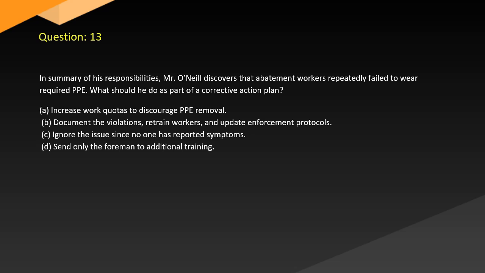Question 13. In the course of his responsibilities, Mr. O'Neill discovers that abatement workers repeatedly failed to wear required PPE. What should he do as part of a corrective action plan? A. Increase work quotas to discourage PPE removal. B. Document the violations, retrain workers, and update enforcement protocols. C. Ignore the issue since no one has reported symptoms. D. Send only the foreman to additional training.